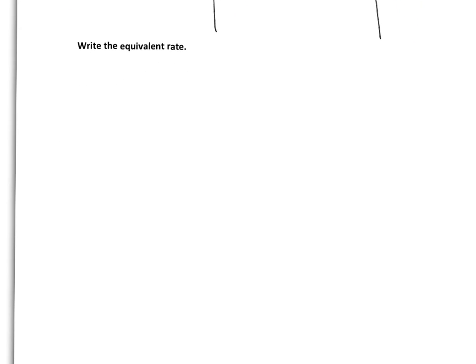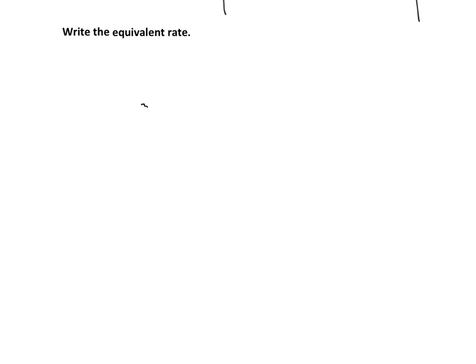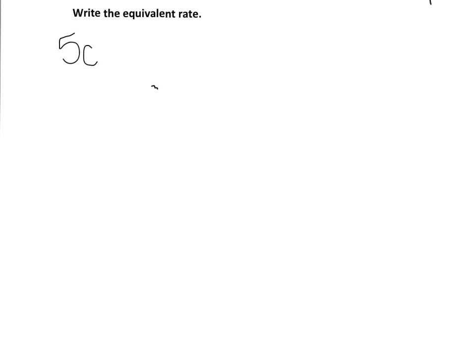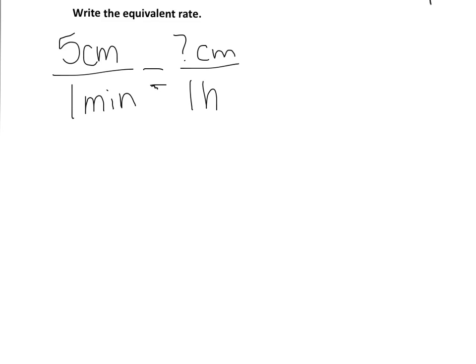Second idea we're going to talk about today are equivalent rates. So what an equivalent rate is, it's going to set you up with a rate. So for this first example, I'm going to give you 5 centimeters per 1 minute, but I want to know how many centimeters are in 1 hour, using this same equivalency. So 5 centimeters to 1 minute, I want to know how many centimeters are in 1 hour.